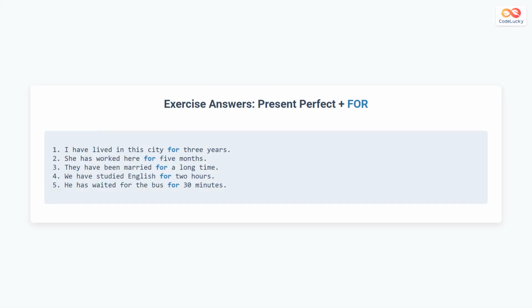The correct answers are: I have lived in this city for 3 years. She has worked here for 5 months. They have been married for a long time. We have studied English for 2 hours. He has waited for the bus for 30 minutes.